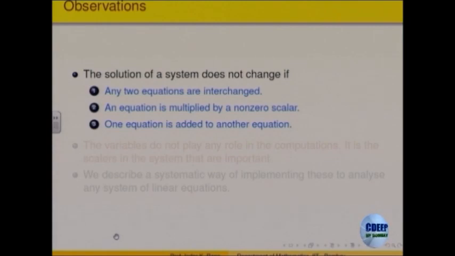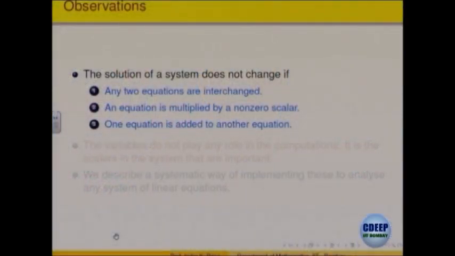An equation is multiplied by a non-zero scalar. If I take a line and multiply it by a non-zero scalar everywhere, on the left hand side as well as the right hand side, does the equation change? The equation remains the same, the line remains the same. So, the solution does not change. Why non-zero? Because if I multiply by 0, then all the information is lost: 0 equals 0, there is nothing, the equation is gone. So, multiplication by a non-zero scalar leaves the equation, so solutions are unchanged.